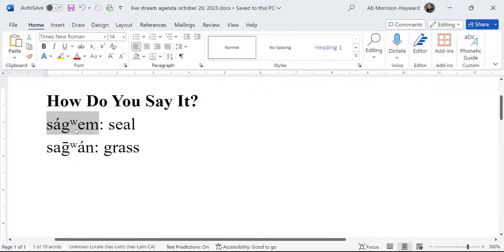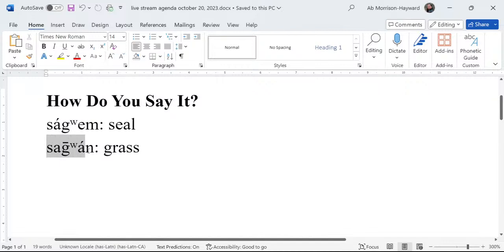If you're paying attention, you should hear it when a fluent speaker, an elder, is saying sagwum. Sagwum. And that is the Isla word for seal. Sagwum.